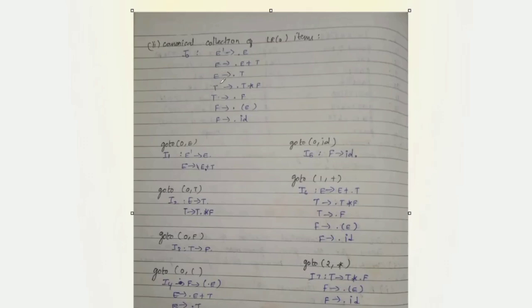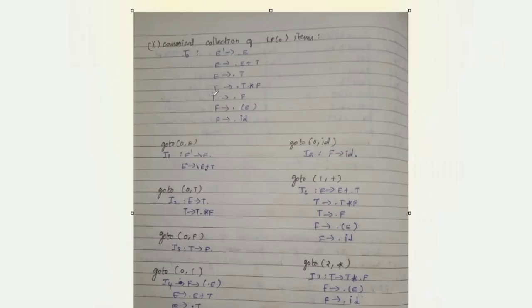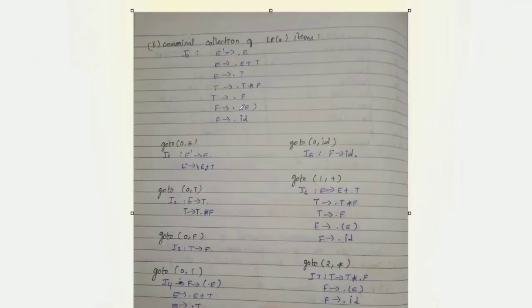Similarly, since E tends to dot T is an LR(0) item, we include the productions of T: T tends to T star F, T tends to F. Before each you put the dot symbol. And since T tends to dot F is an LR(0) item, we include the productions of capital F. F contains F tends to bracket of E, F tends to ID. Here you write F tends to dot bracket of E, F tends to dot ID. The entire set of productions we name I0, the closure part.